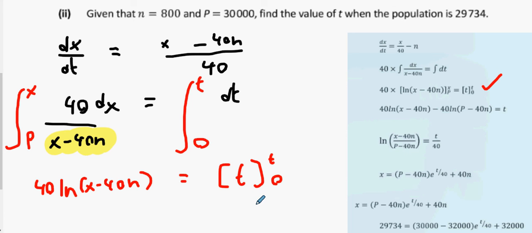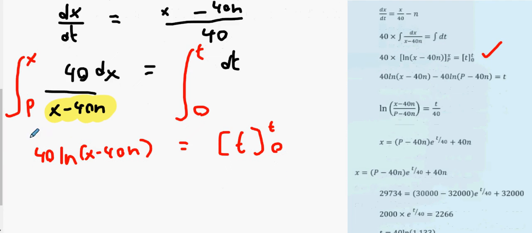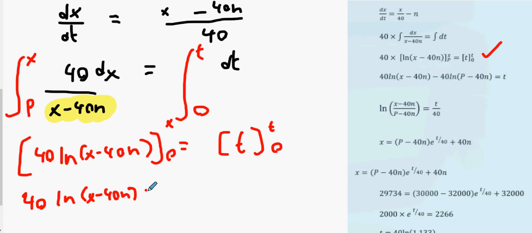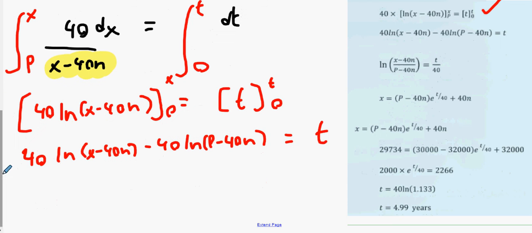Now what we're going to do next is the limits, x and p. Okay, let's do what we always do: 40 ln of x minus 40n, minus 40 ln, to replace x with p, so p minus 40n, equals t. I'm going to divide both sides by 40, is that cool with you? When I divide both sides by 40, I'll put t over 40 here, and then I'll divide the two of them by 40 as well, which means they just cancel off, don't they?